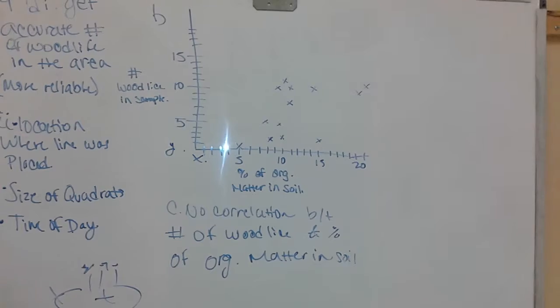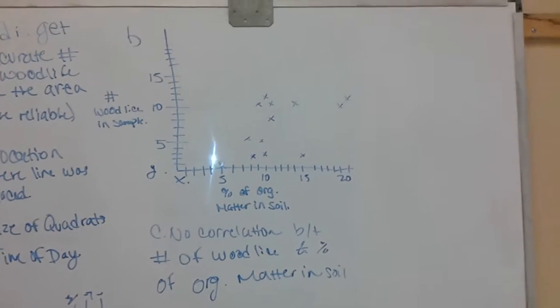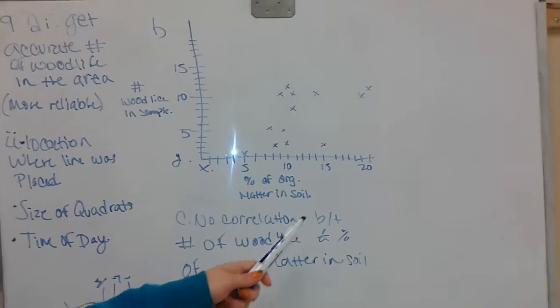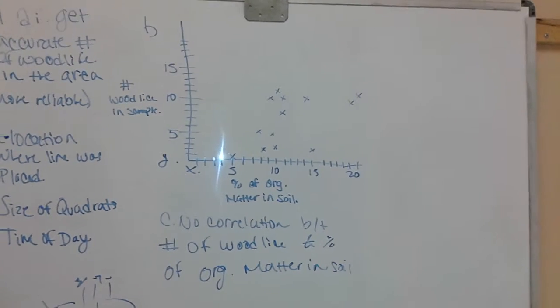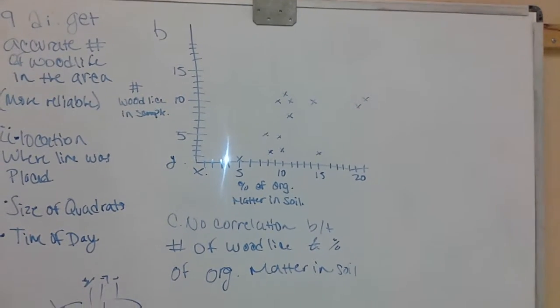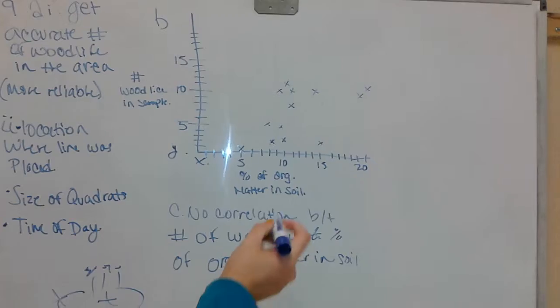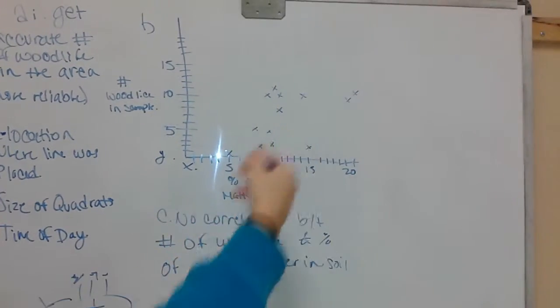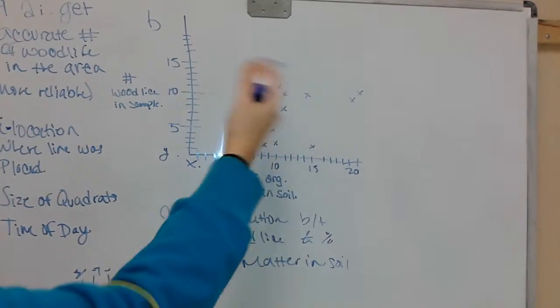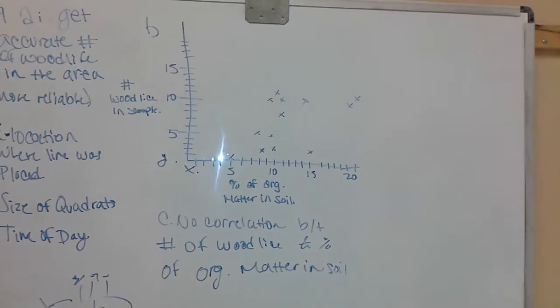Okay, and then next, as we plotted our scatter plot, we see that there's no correlation between the number of wood lice and percent of organic matter in the soil, because there's no linear correlation between most of the points. They're all scattered throughout.